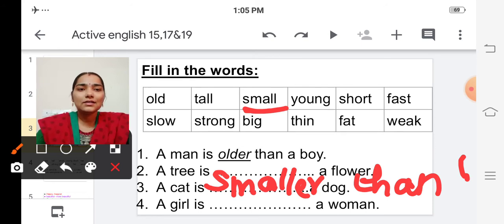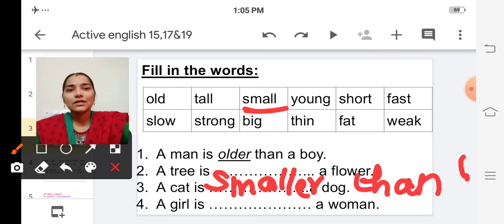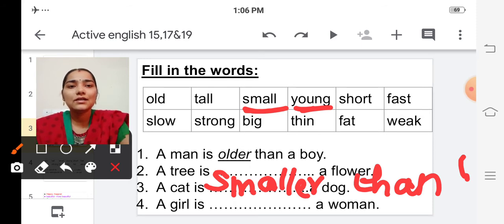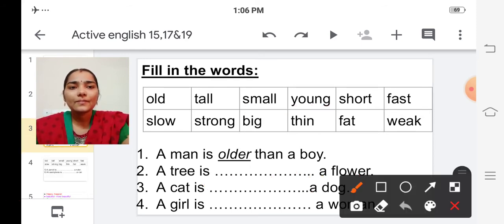Fourth one. A girl is dash a woman. Compare these two, girl and woman. Girl is older than woman? No. Taller than woman? No. So, girl means a small girl, so use this word young. What is the comparative adjective for young? Younger. Young, younger. So, a girl is younger than a woman.